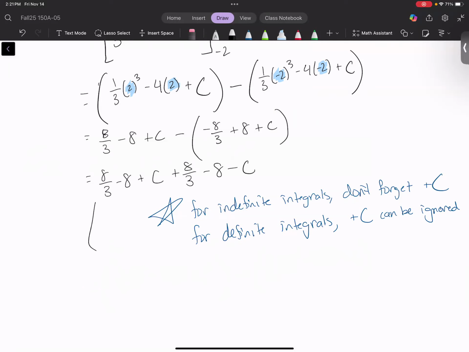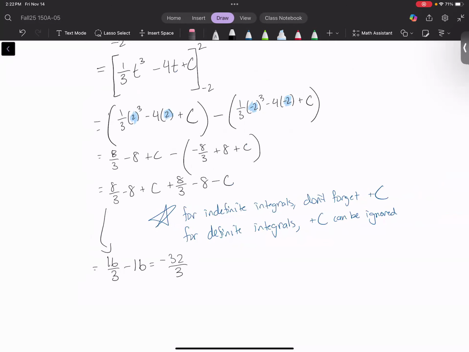All right, so let's continue here. So this is 16 over 3 minus 16, which is negative. It's not negative 24 over 3. What is it? Negative 32 over 3. And that's our integral. Awesome.